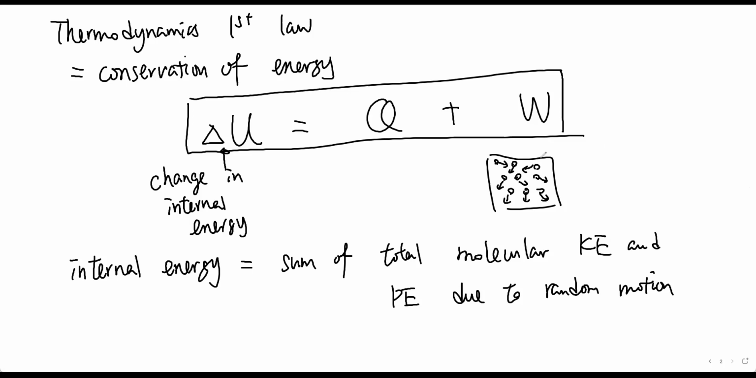Another one is about potential energy. You know there are different states of matter: solid state, liquid state, and gas state. So which one has the highest PE? Gas state has the highest PE.